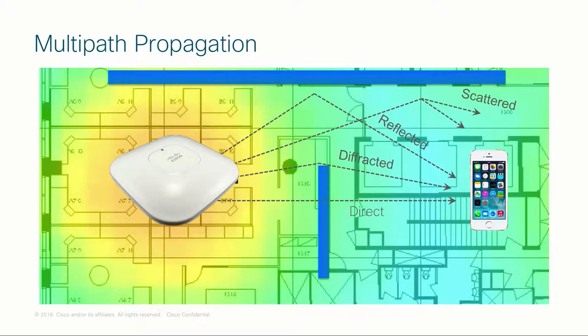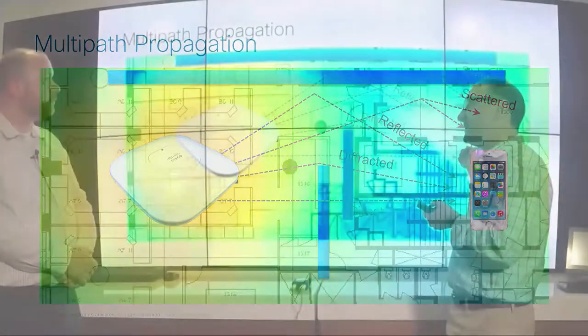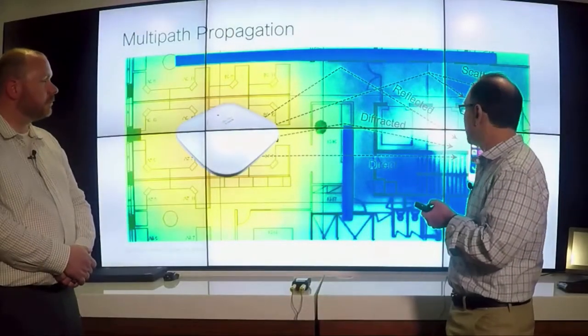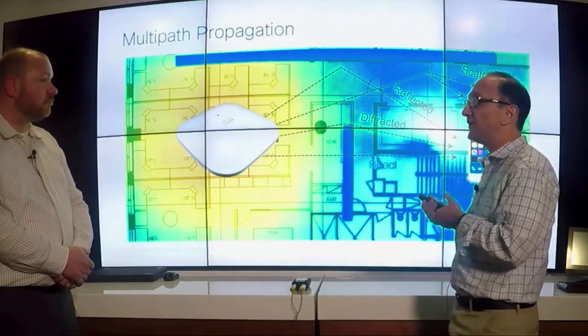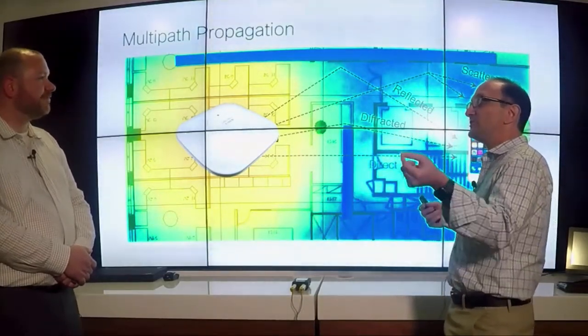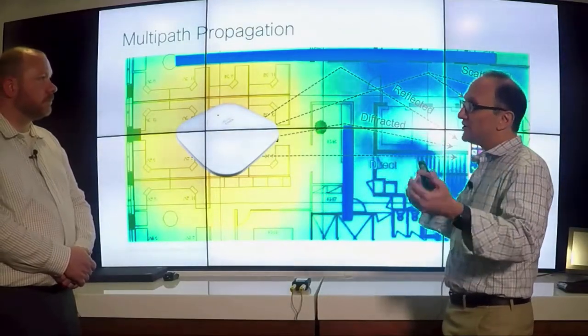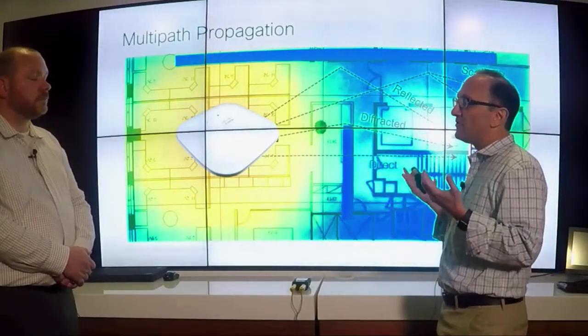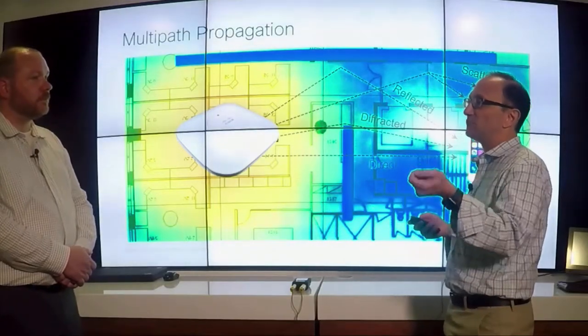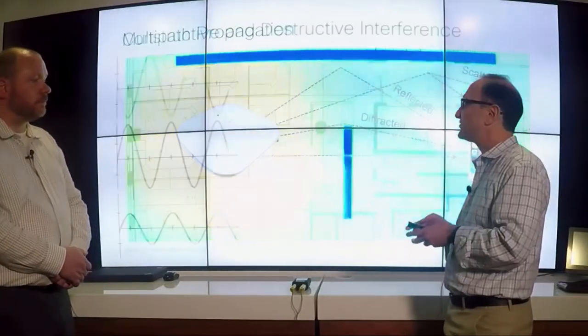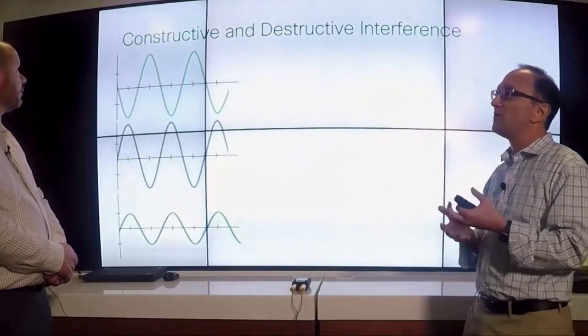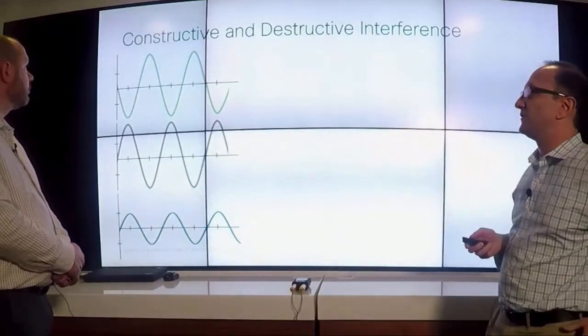And because it's taking different paths to get to the receiver, in this case my iPhone sitting over there, each one's taking different paths. That means it's taking different time to get there, so it's going to be out of phase. And so this is going to create a real impact when I'm trying to design this robust wireless network. And so this leads us to what we call constructive and destructive interference.